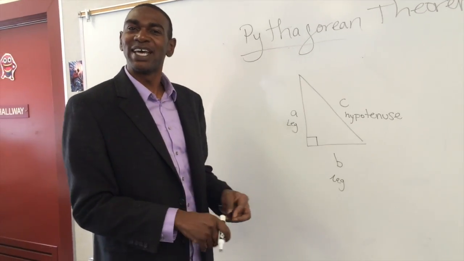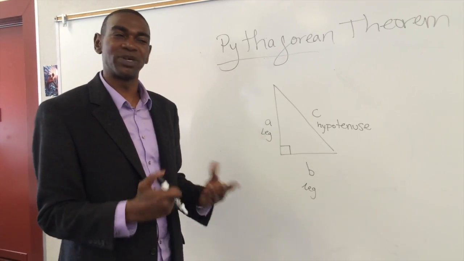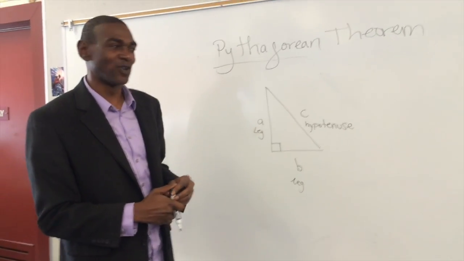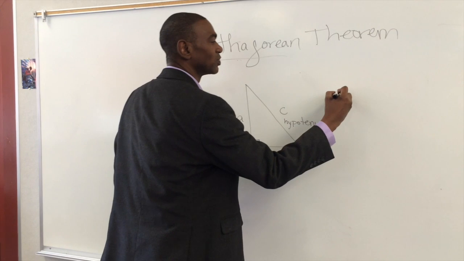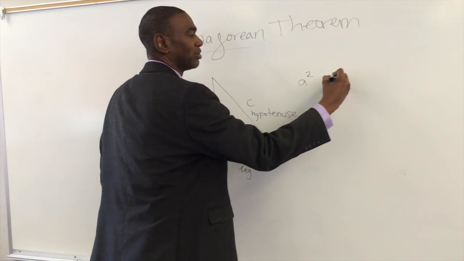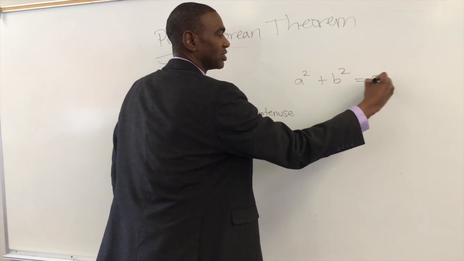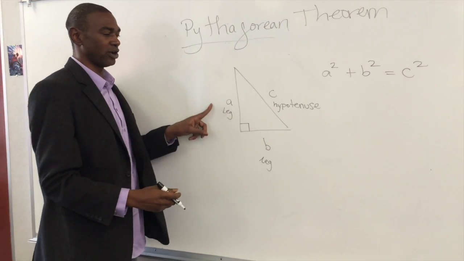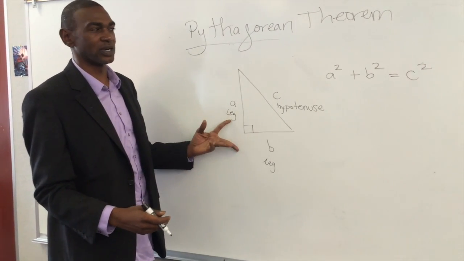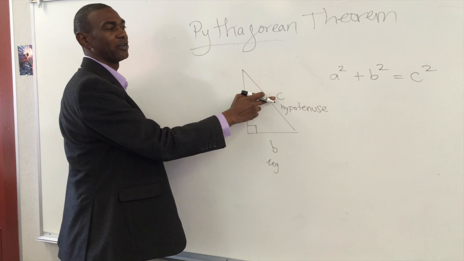down to Egypt and studied the Great Pyramids of Giza and came up with this formula for right triangles, wherein a squared plus b squared equals c squared. So the sum of the squares of the legs equals the square of the hypotenuse.